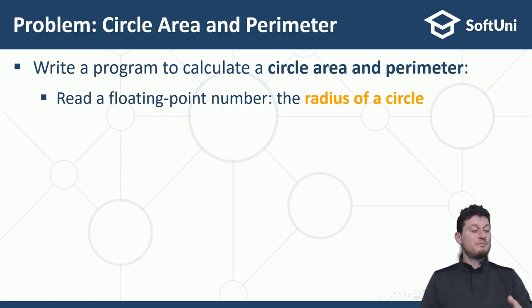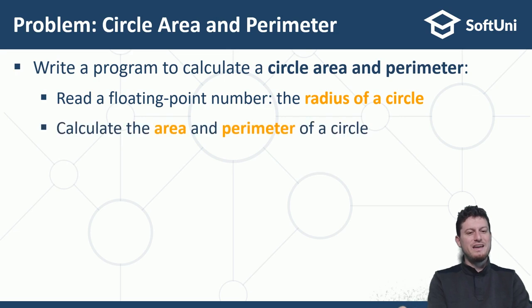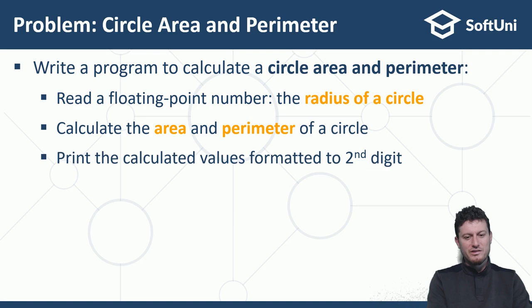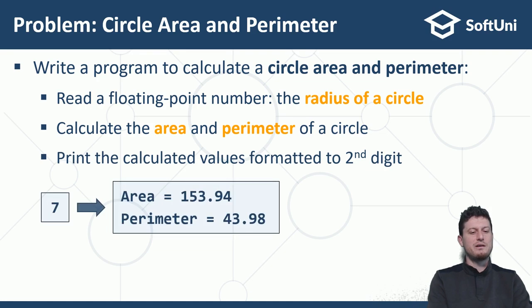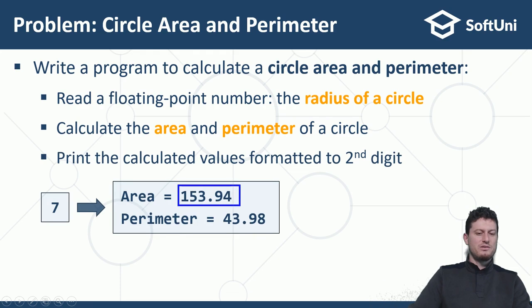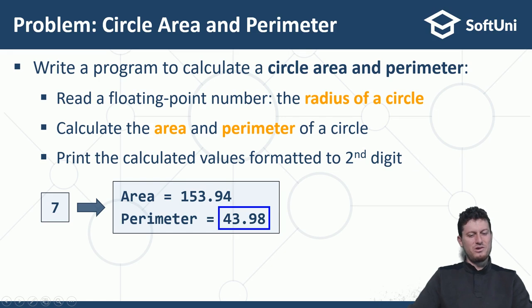The next problem is called Circle Area and Perimeter Calculator. You are given the radius of a circle, a floating-point number, a double, and you need to calculate and print the area and perimeter of the circle, formatted to the second digit. This is an example. If we have 7, the area is 153.94, and the perimeter is 43.98. Okay.